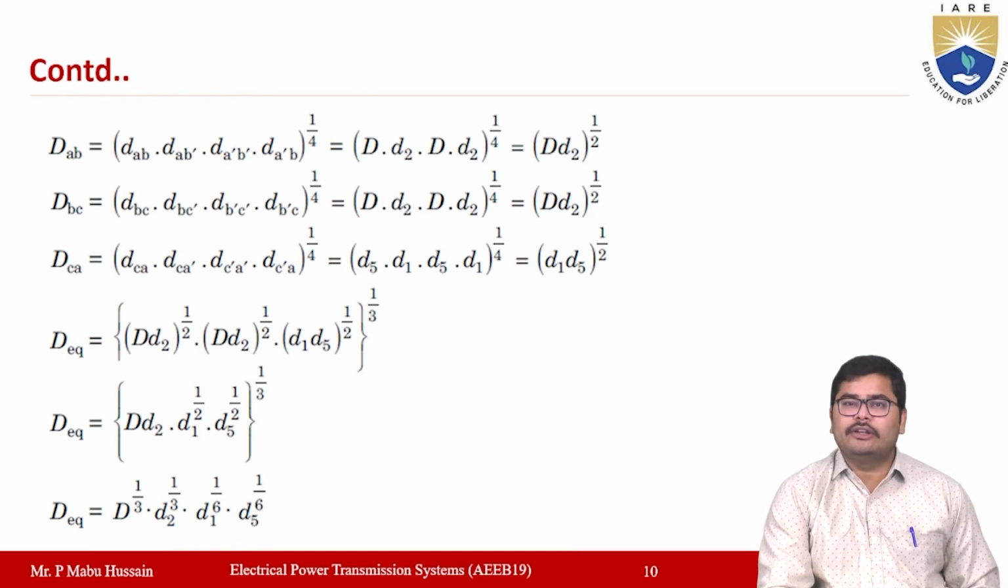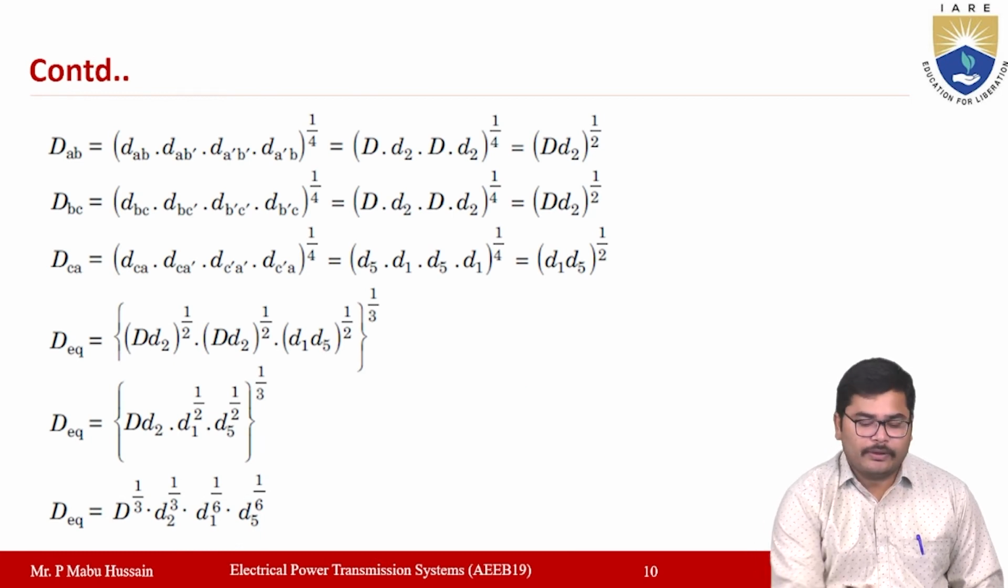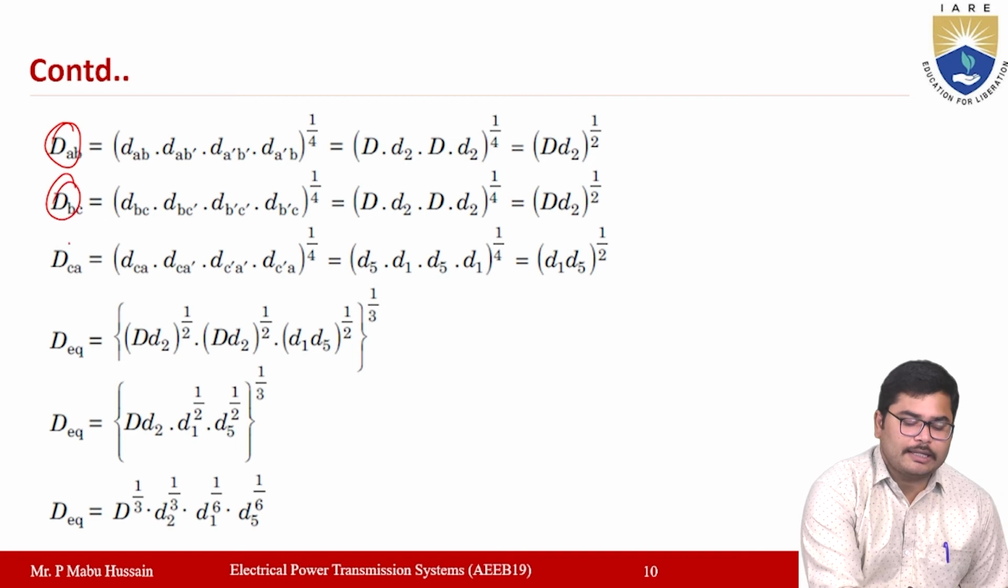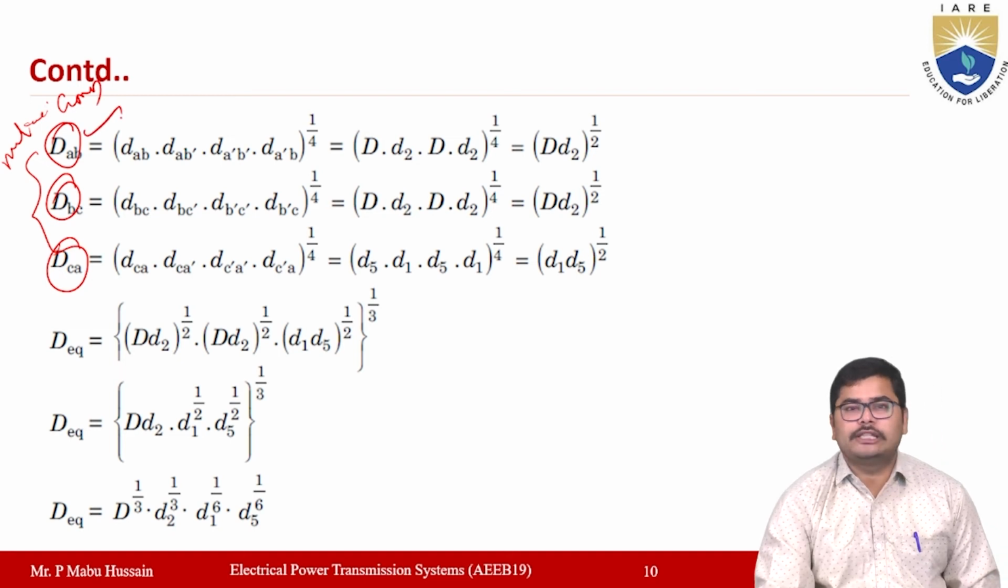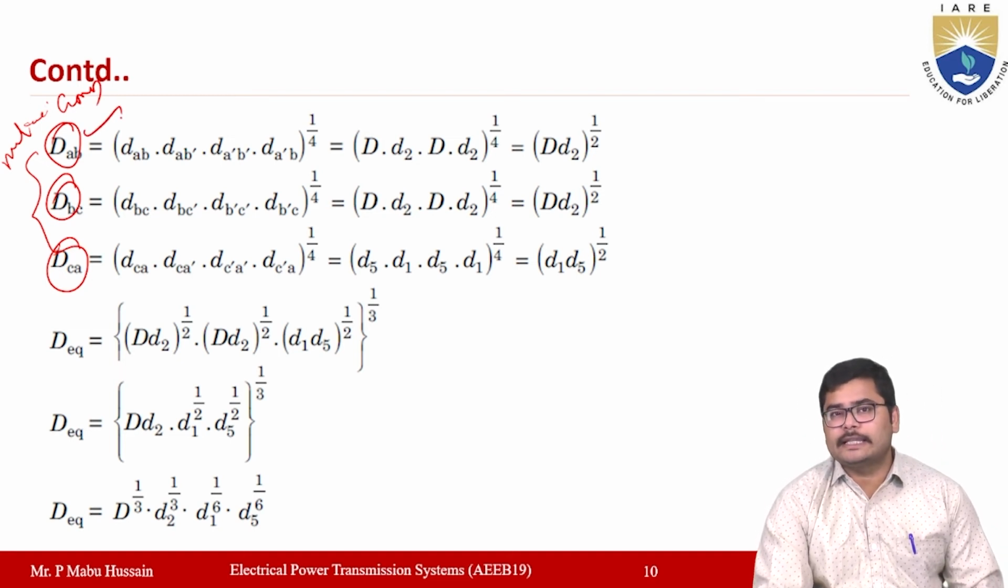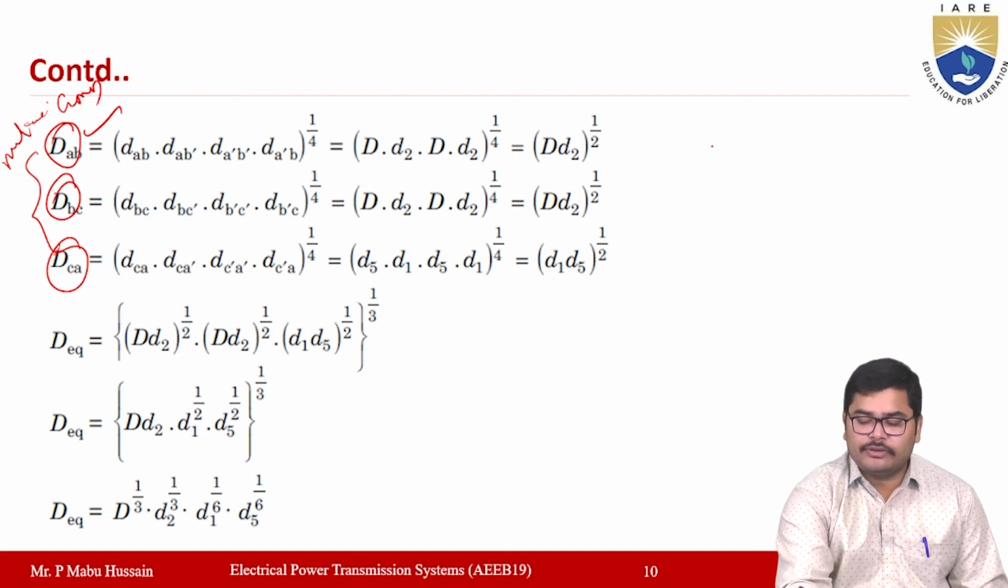First, let us calculate the value of DAB, DBC, DCA. So DAB, DBC and DCA all are the mutual GMDs. First one, DAB, is the mutual GMD by considering phases A and B. Now if you consider the phases A and B, each phase will be having two subconductors.